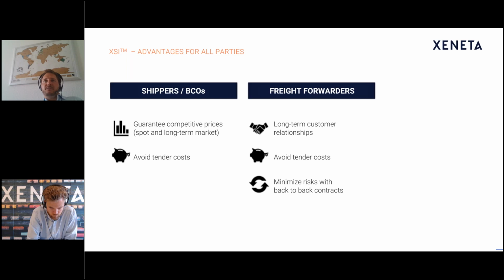Because if the market is going up and they are stuck in a long-term contract, then it would of course not be profitable for them anymore. So that's why usually when you ask for long-term rates, you always get a kind of premium due to the risk insurance they need to cover. And with an index-based pricing adjustment factor, this is actually not necessary anymore. And in that way, they also save the additional effort of tendering.